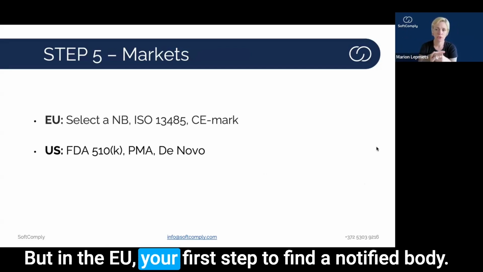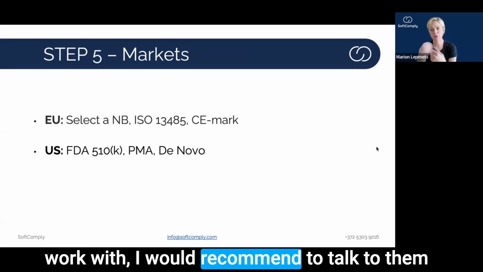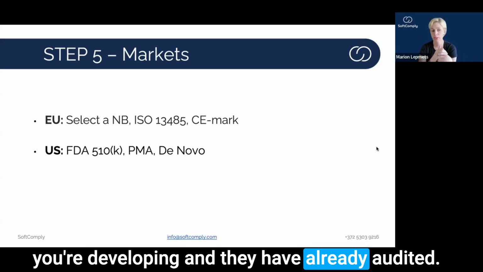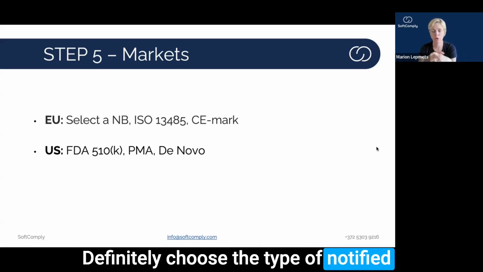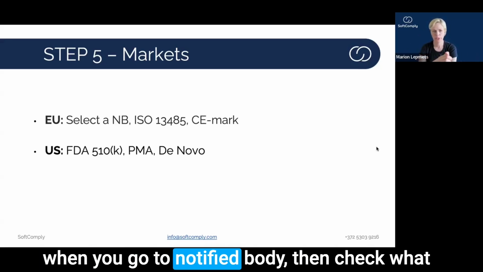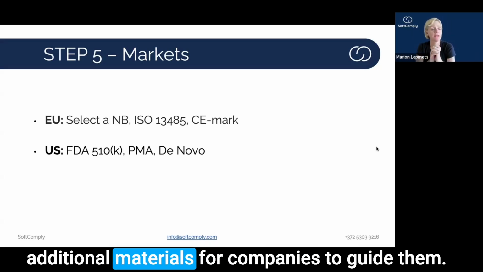But in the EU, you first have to find a notified body. And to find the notified body that you want to work with, I would recommend read up on them, talk to them early on, and discuss the similar devices that you are developing and they have already audited. Definitely choose the type of notified body that is the right one for you. When you go to a notified body, then check what guidance documents they have. They provide additional materials for companies to guide them.